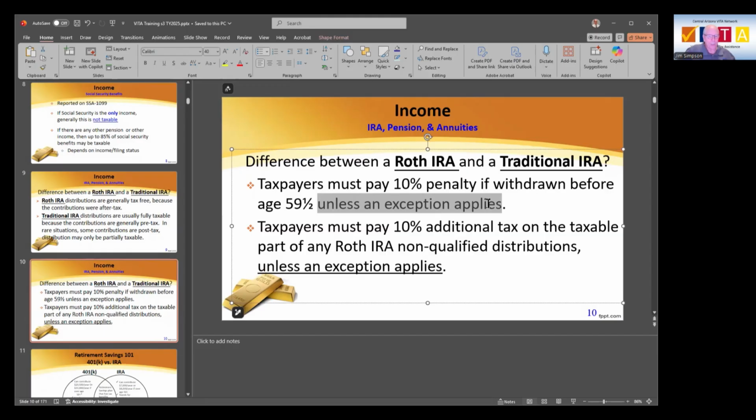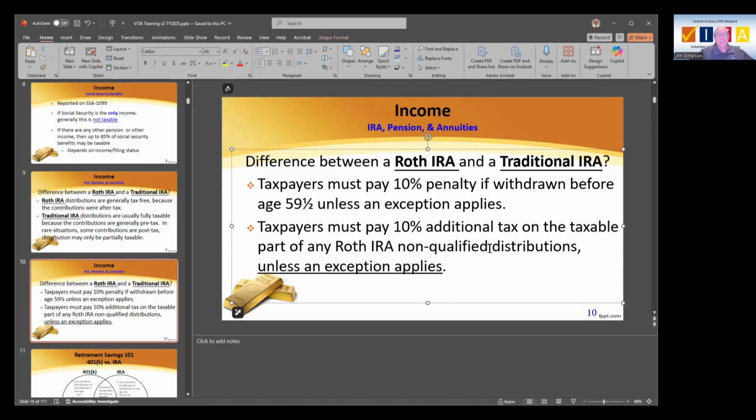That 10% additional tax with a Roth IRA gets a little bit more complicated because if you take money out of the Roth IRA before you're 59 and a half, you've already paid tax on some of the money that went in there. So you can take that out without penalty. But then the portion that's the earnings, you're going to have to pay the penalty on.